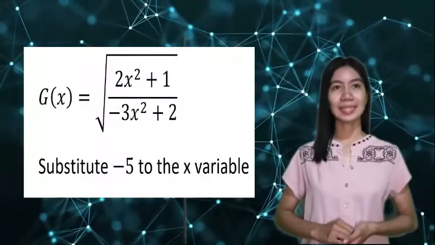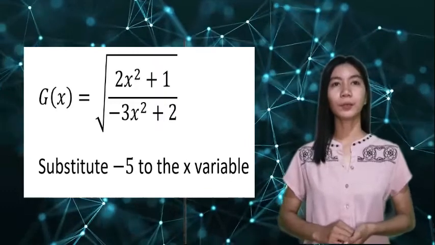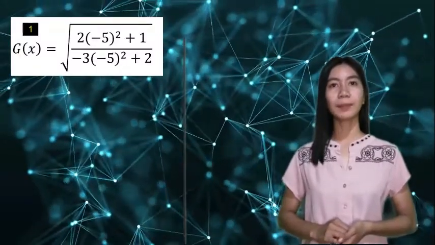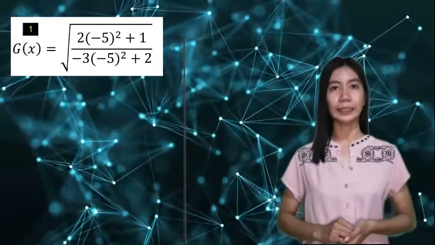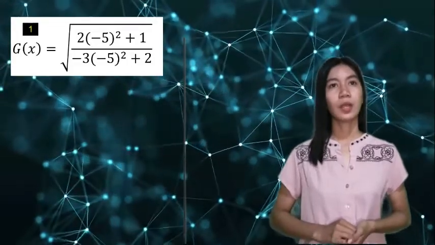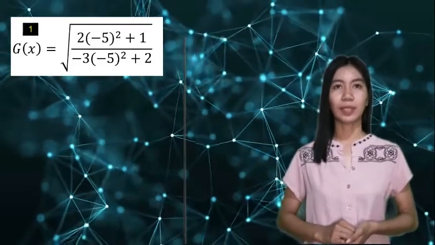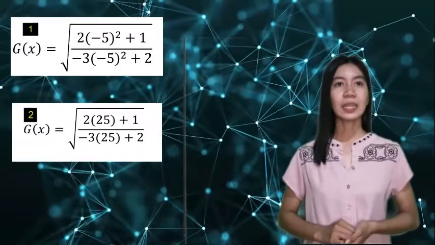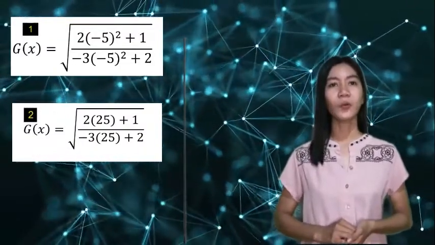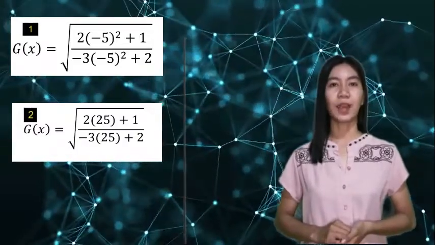If the value of x is negative 5, by substitution, we will have g of x equal to the square root of (2 multiplied by negative 5 squared plus 1) over (negative 3 multiplied by negative 5 squared plus 2). Then, we will simplify the exponents. Thus, g of x equal to the square root of (2 multiplied by 25 plus 1) over (negative 3 multiplied by 25 plus 2).